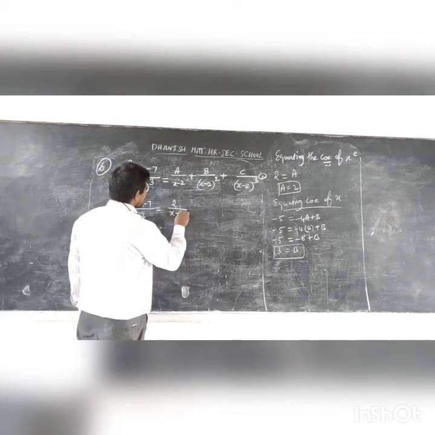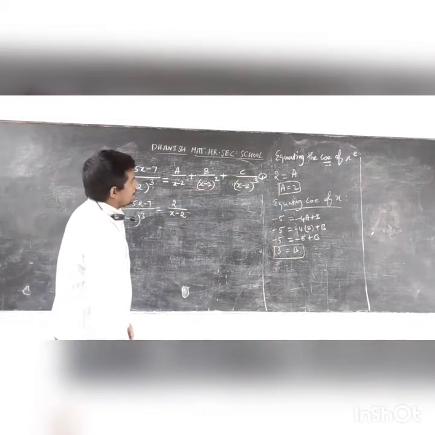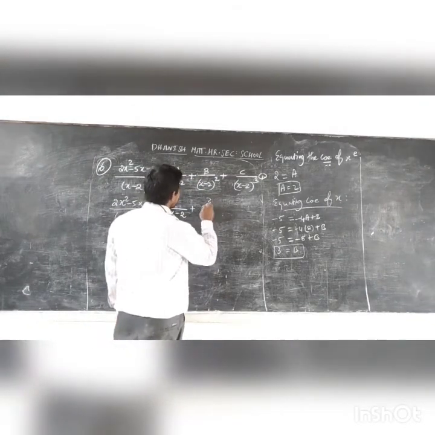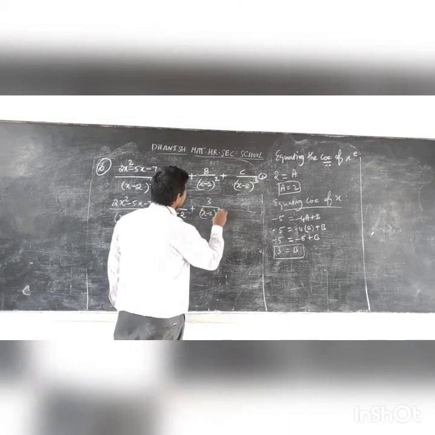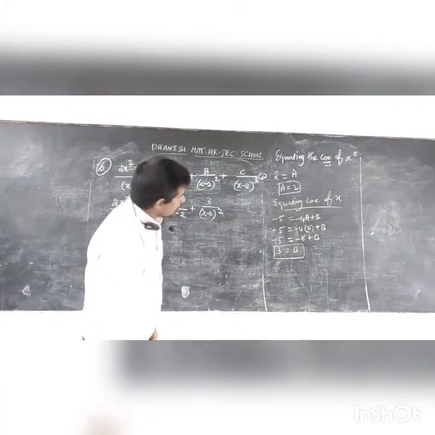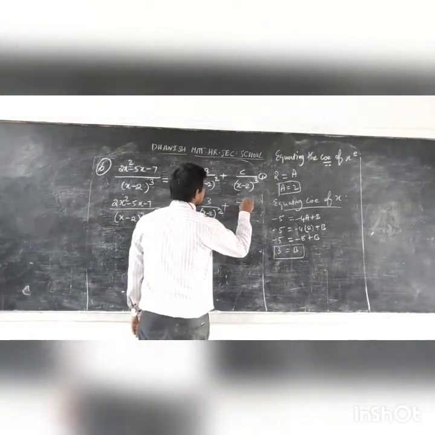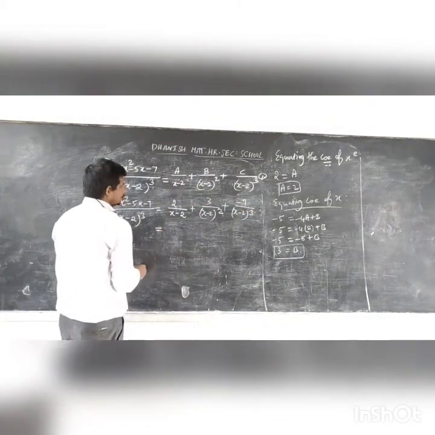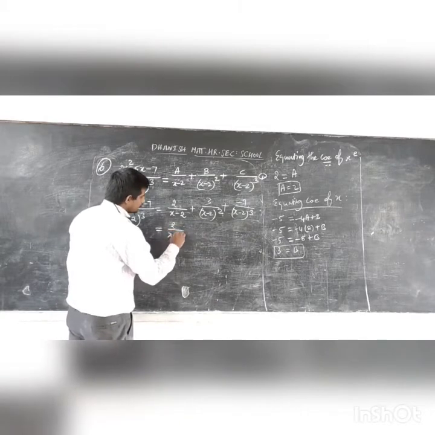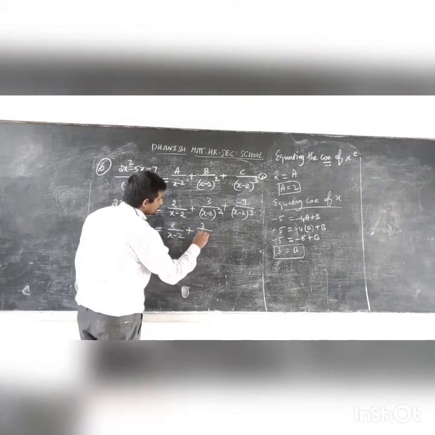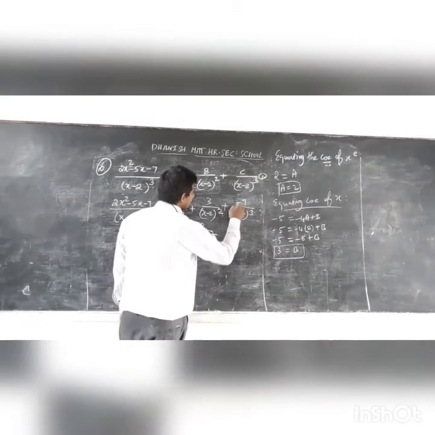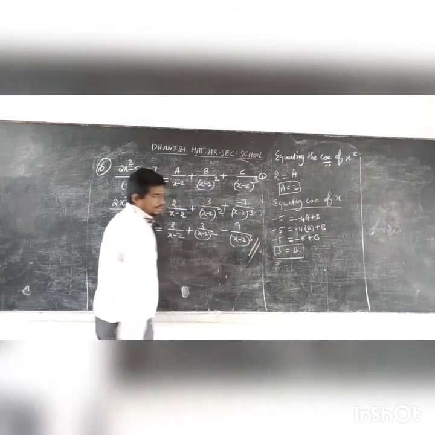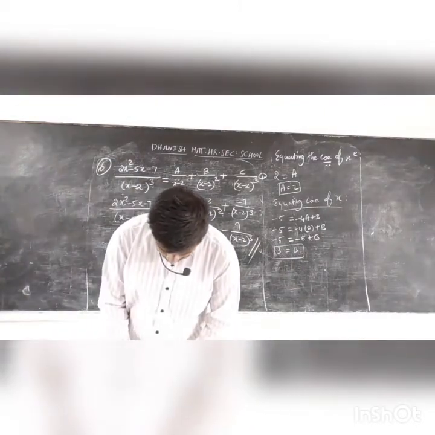2 by x minus 2, then plus b. What's our b? 3. 3 by x minus 2 whole square. Plus c. What's our c? Minus 9. So plus minus 9 by x minus 2 whole cube. So the final answer will be 2 by x minus 2 plus 3 by x minus 2 whole square minus 9 by x minus 2 whole cube is the required answer.